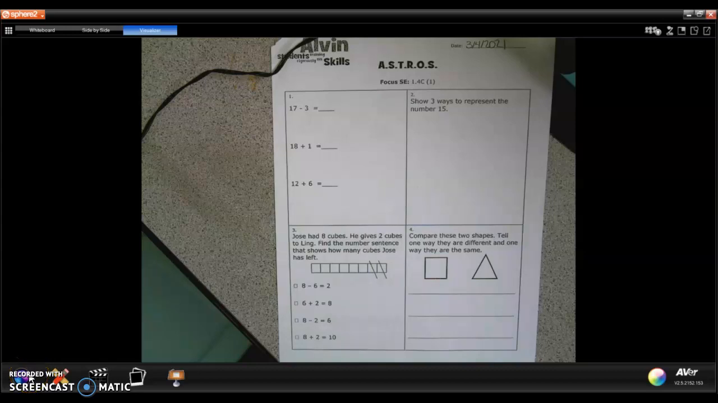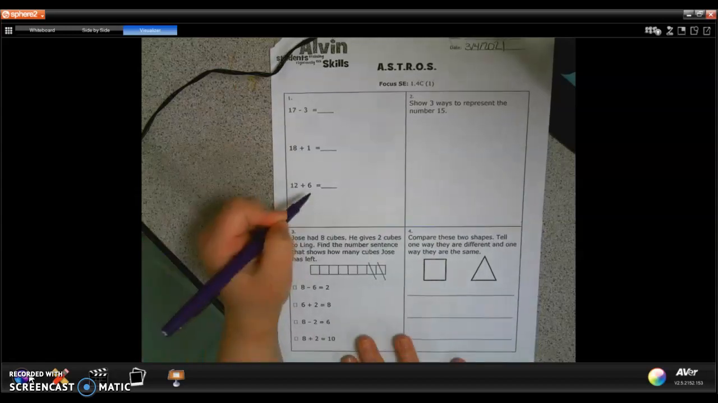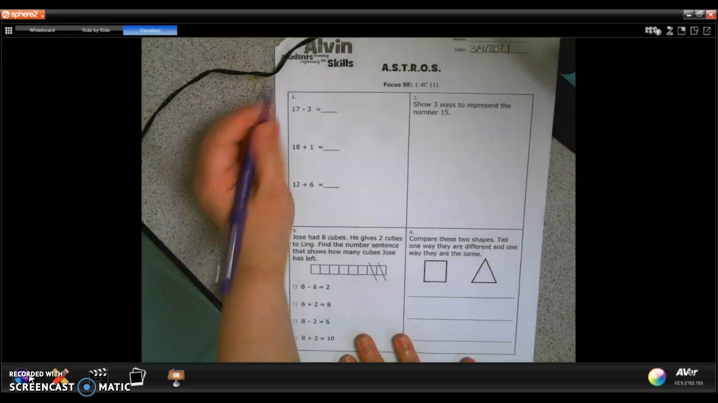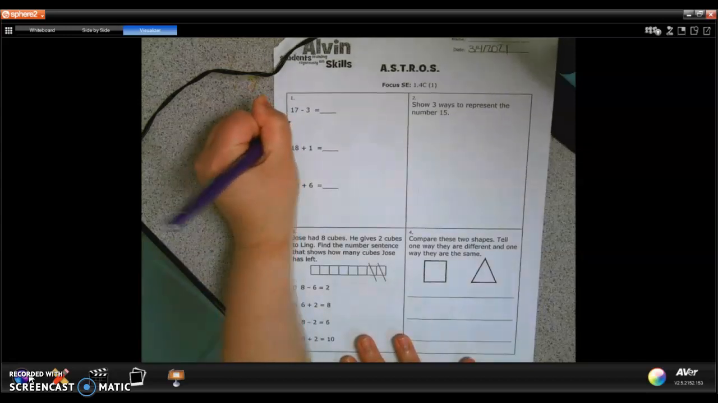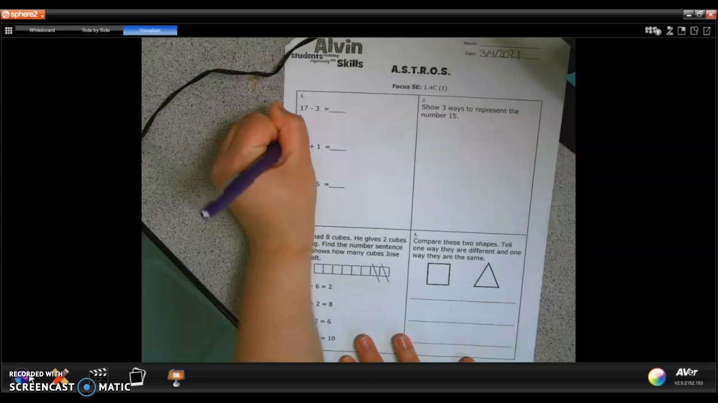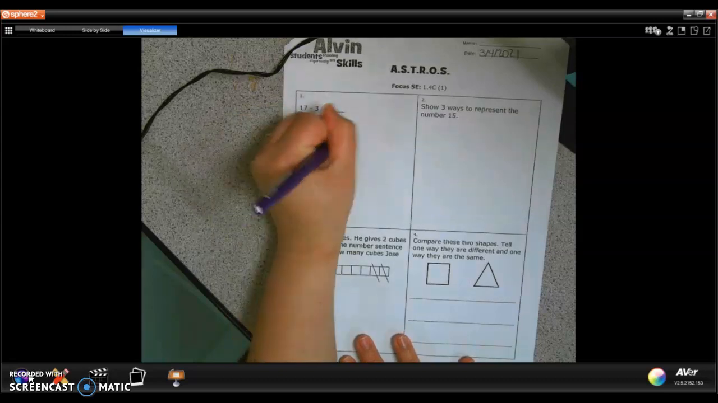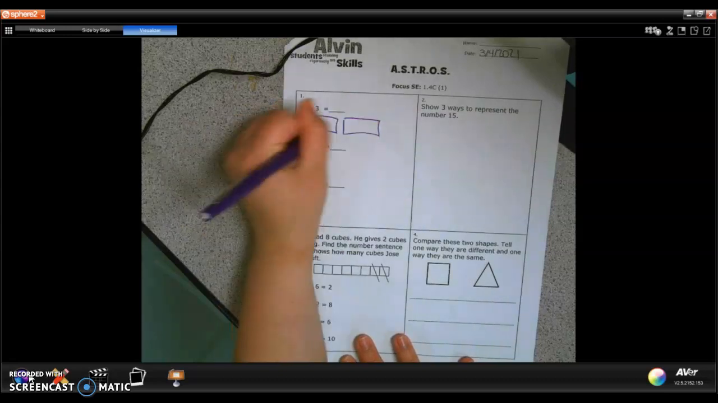Today we're going to be working on TEK 1.4C1. So the first thing we're going to do is solve these three problems. You can solve them however you want. You can use counters, manipulatives, you can draw a picture. So for this, I'm going to use my double 10 frames, and I'm going to do them like this.